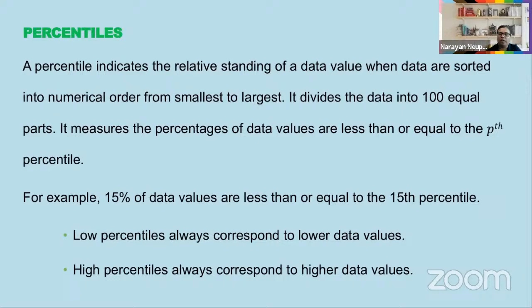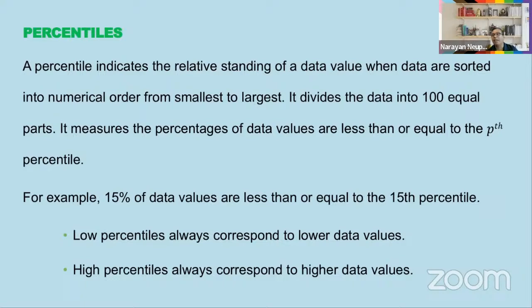Similarly, we talked about quartiles in the last class. Quartiles divide the data into four equal parts, and to divide into four equal parts there were three quartiles: Q1, Q2, Q3. Q2 is also called the median. So today, we are looking at percentile.